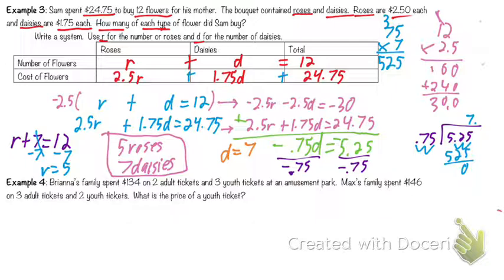Underlining key information. Okay, Ava, what's something that's important here? The $134. Okay, the fact they spent $134. Good to know. Brady? 2 adult tickets and 3 youth tickets. I'll just underline the adult and the youth there, but you could underline the tickets if you want. What's another thing that might be important here? Abby? Max's family spent $146. That's a different family. Courtney? 3 adult tickets and 2 youth tickets.